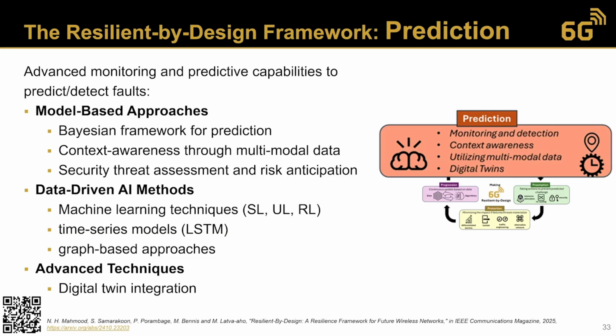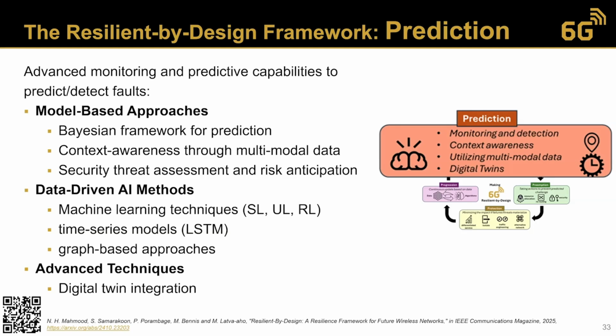First is prediction. Prediction means that advanced monitoring and predictive capabilities should be incorporated into the network to predict or detect faults. Here we can have two different approaches. For example, we can have model-based approaches where we can use a Bayesian framework for prediction, or context awareness through multimodal data fusion to predict what the network state will be in the future, or to predict when failures may happen. The other option can be to use data-driven AI methods, for example, machine learning techniques such as supervised learning, unsupervised learning, or reinforcement learning. So basically using data to predict the network evolution ahead of time.